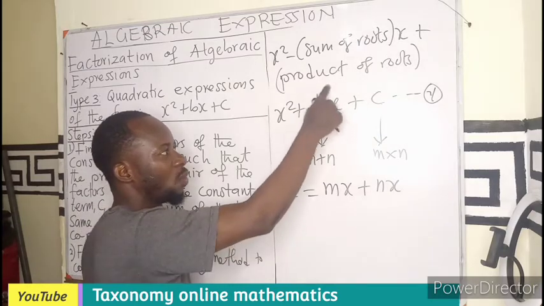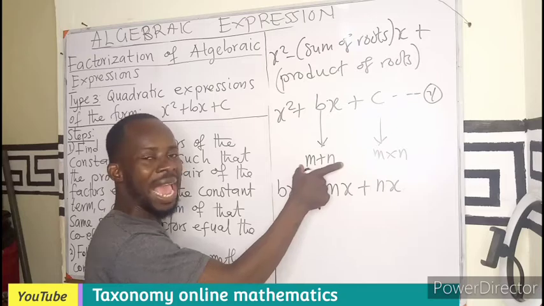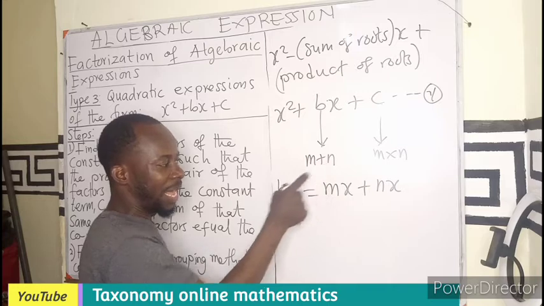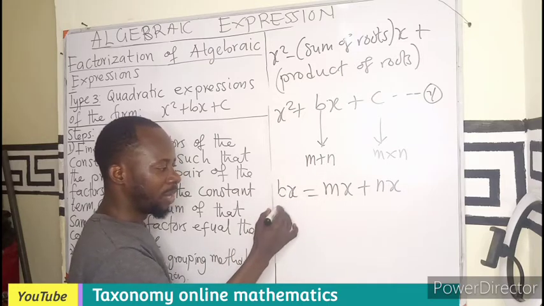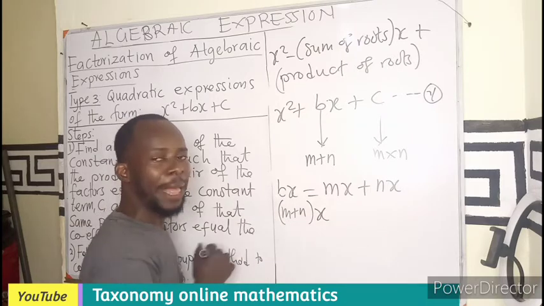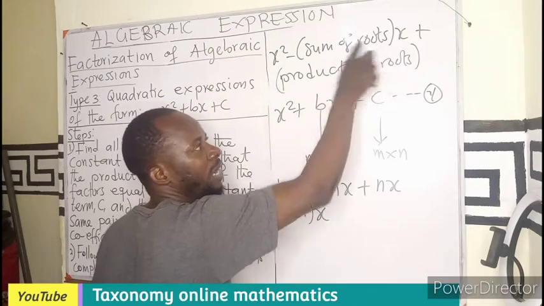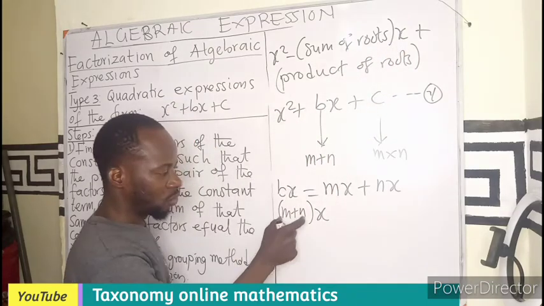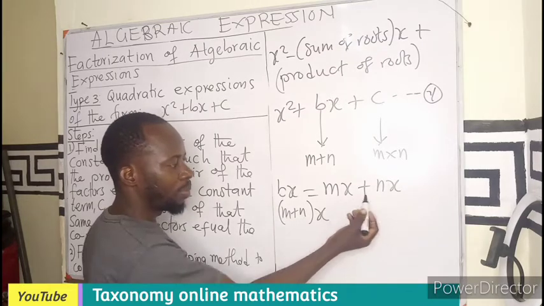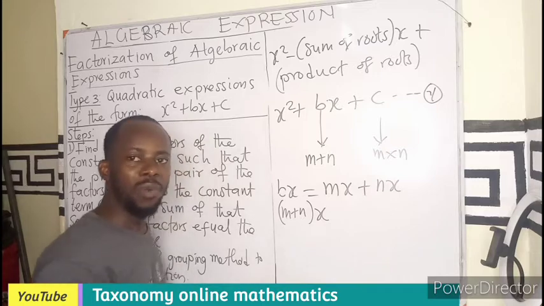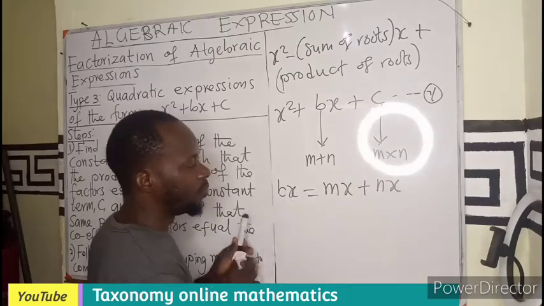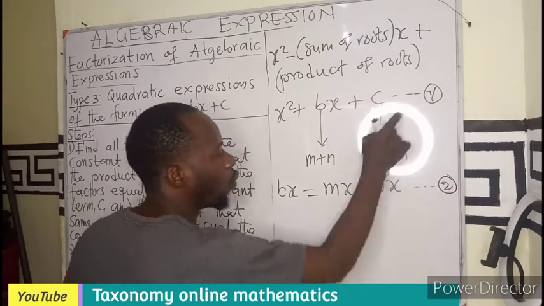We are going to replace the whole of this term by what? M plus n. So that means m plus n is just the value of b, but the x is there. So this times the x. So m will multiply x to give me mx, plus n times x, which will also give me what? nx. So we are going to replace the value of b in equation 1 by this.